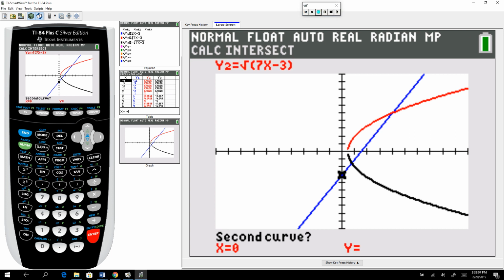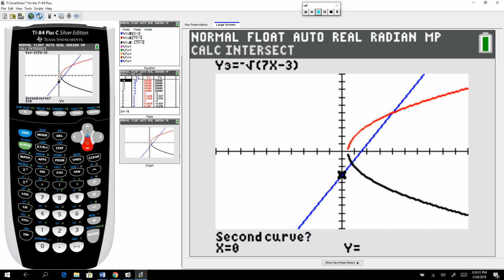Second curve, would you like the second curve to be the red curve? That's fine. I'm actually closer to the black curve, so actually let me jump to the black curve. And when you go between curves, you're going to use your up-down toggle buttons to go between curves. So I'm going to toggle up-down to the black curve, and I see the text below is in black, so I'm on the black curve.